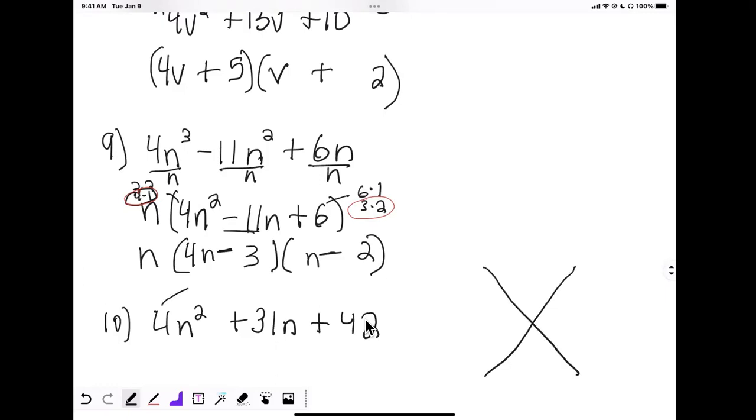But it's also a big number. 4 times 42 is 168 positive, and I have 31 positive, so I know they both have to be positive. All right, 168 and 31. I think we have to pull out the calculator, because I don't know off the top of my head what it would be. I could divide by 2, that's enough, and divide by 4.